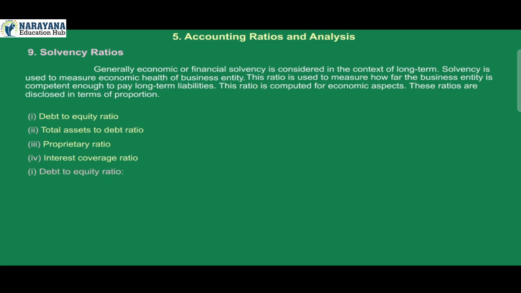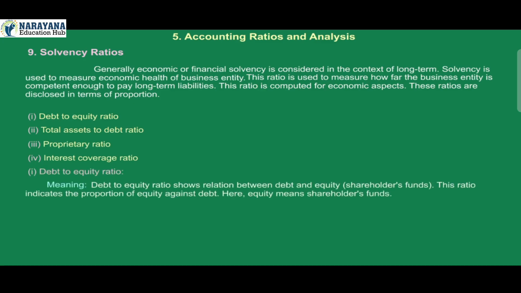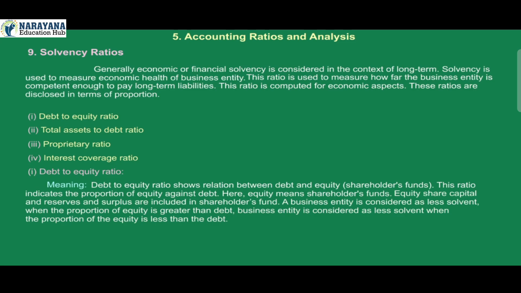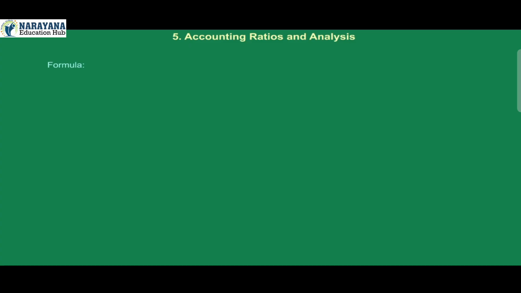1. Debt to equity ratio. Meaning: debt to equity ratio shows the relation between debt and equity, that is, shareholders' funds. This ratio indicates the proportion of equity against debt. Equity share capital and reserves and surplus are included in shareholders' funds. A business entity is considered more solvent when the proportion of equity is greater than debt, and less solvent when the proportion of equity is less than the debt. Formula: debt, that is non-current liabilities, divided by equity, that is shareholders' funds.